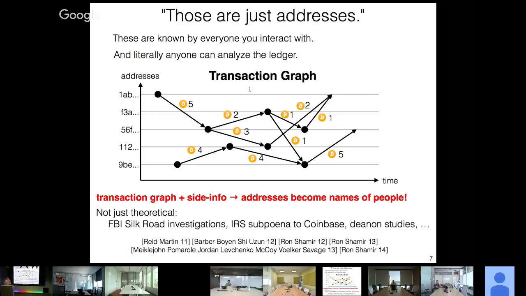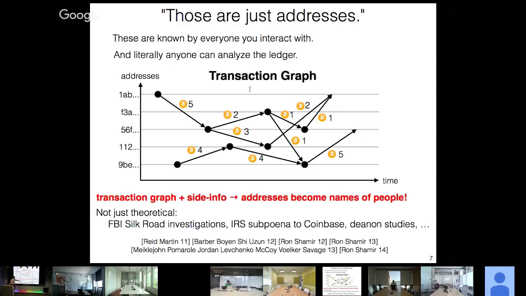This has been done. This is not just a theoretical possibility. The FBI investigation into the Silk Road darknet market was completely facilitated by information that was available on the transaction graph. There's a really nice talk by Catherine Haun, who led the prosecution of several people involved in the Silk Road. I think there's a TED Talk where it describes how the FBI used transaction graph information to track down these people and actually make concrete cases in court.